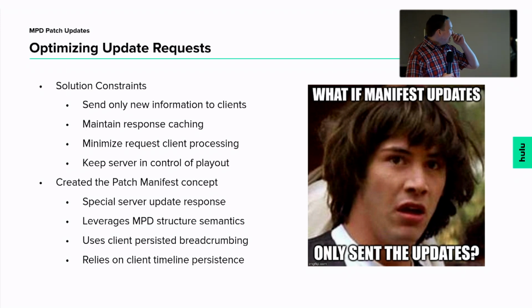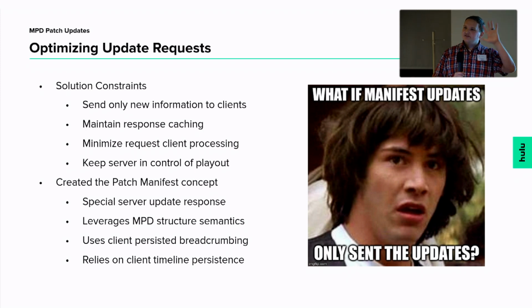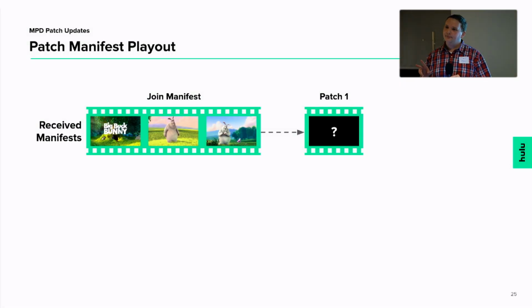Instead, we wanted to pivot the problem and say, can we provide clients only what they need, but also have them do the work of remembering it? Use them as kind of a distributed storage system. So we created the patch manifest concept, and it's gone through a couple of iterations now, which is great. It's a specialized server update response. Instead of getting the whole thing, you're only going to get what you don't already know. To start out a stream, of course, you need to learn the base state of the stream.